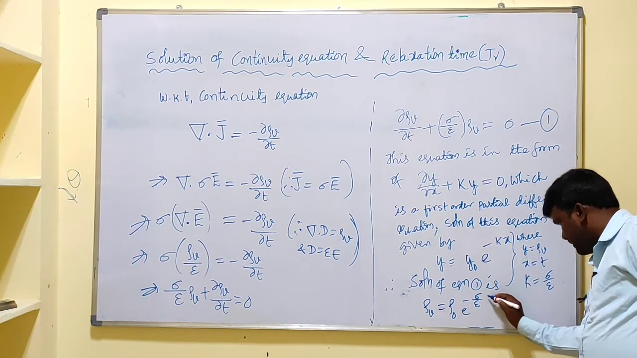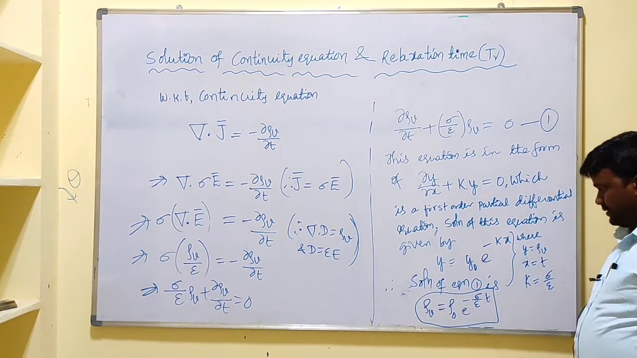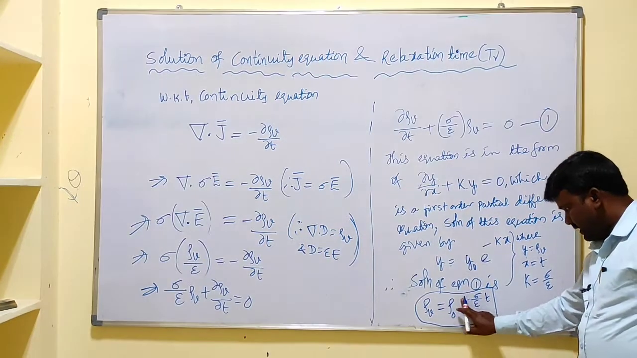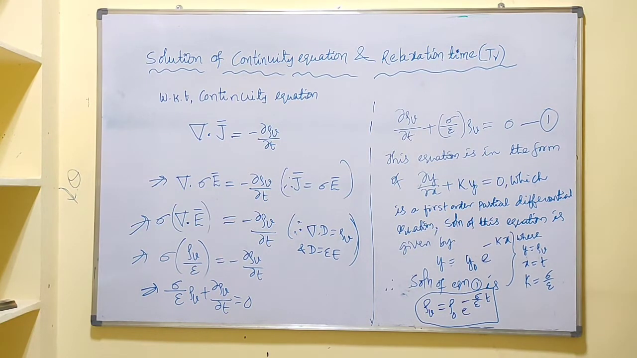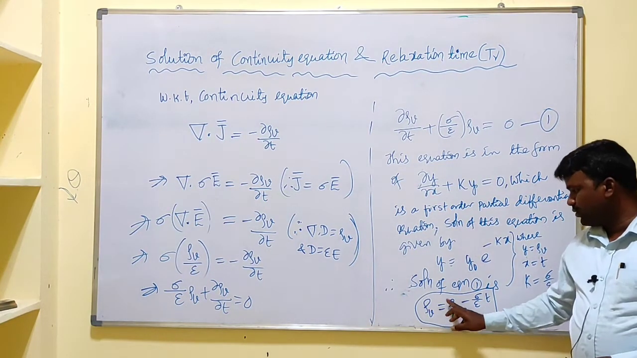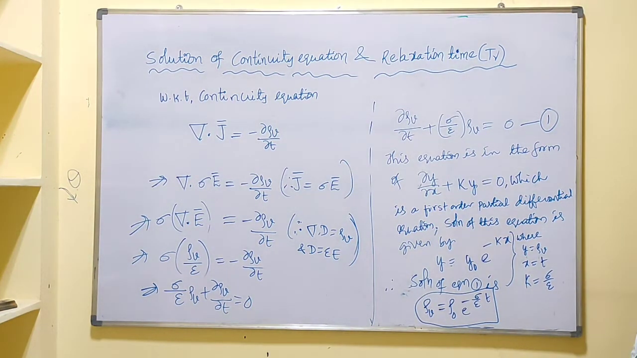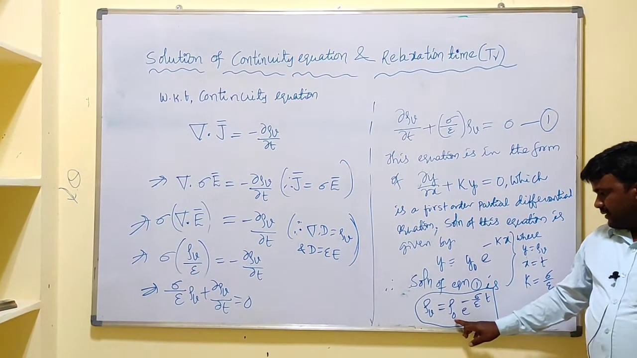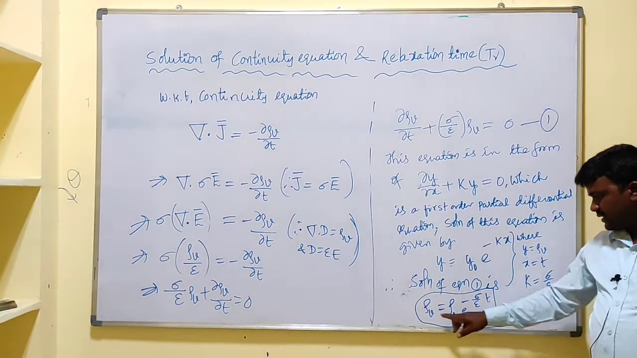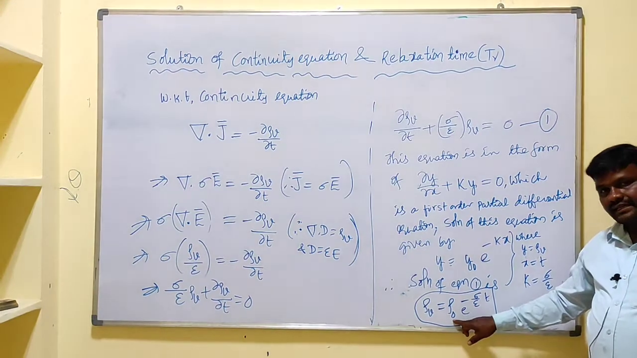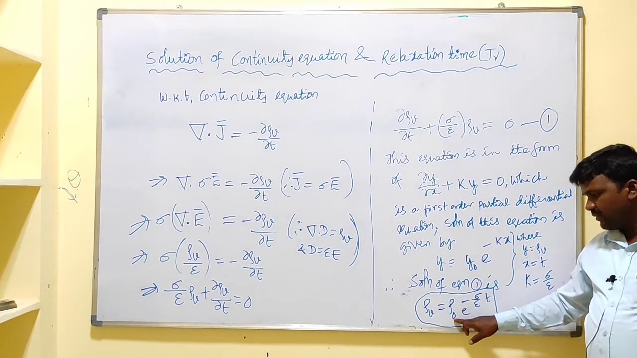K x means t. This is the solution of our continuity equation. Please see clearly this one, that is the solution of the continuity equation is given by rho v equal to rho naught into e to the power minus sigma by epsilon into t. Means what? If this t increases, means if this time increases, rho v is decreased exponentially from the value of rho naught.